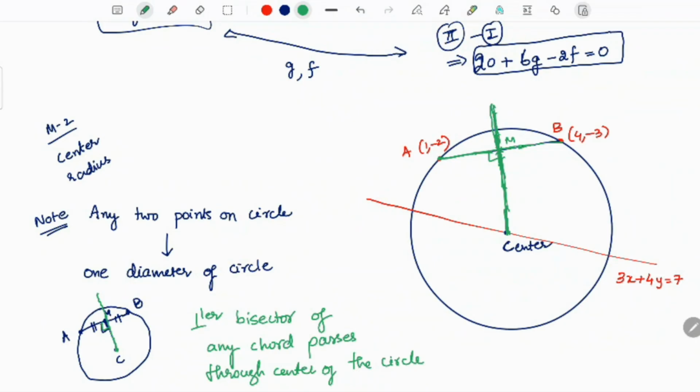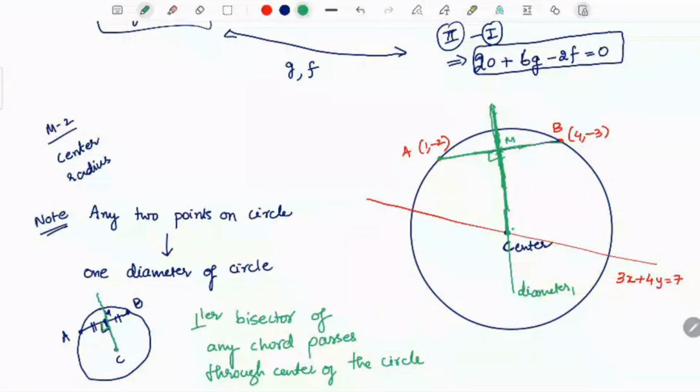So I'll find the perpendicular bisector of AB that will pass through the center of the circle. So that means I get one diameter. The green line is one diameter, the red line is another diameter. The intersection of two diameters will give me the center. Once I get the coordinates of the center, using the center and one point on the circle, I'll find the distance between these two. I'll get the radius. All right. So what is the strategy? If you know any 2 points on the circle, join the 2 points, you will get one chord. The perpendicular bisector of that chord definitely should pass through the center. So the perpendicular bisector of any chord will be a diameter of the circle.